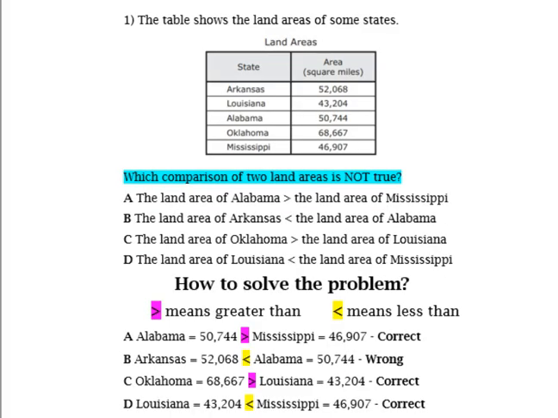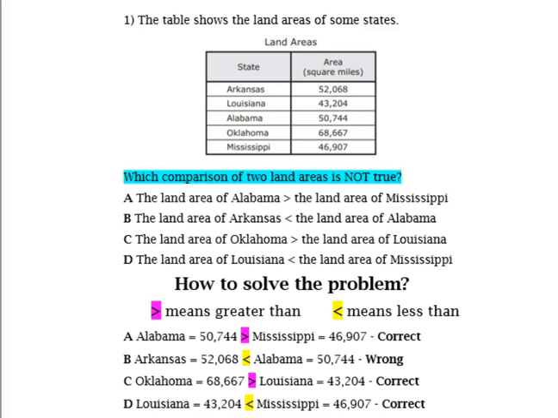How to solve the problem? In order for us to solve this problem, what we need to do is compare the square miles of each state. So for A, Alabama, 50,744 is greater than the land area of Mississippi, which is 46,907. Well, yes, 50,744 is greater than 46,907. So this comparison is correct.